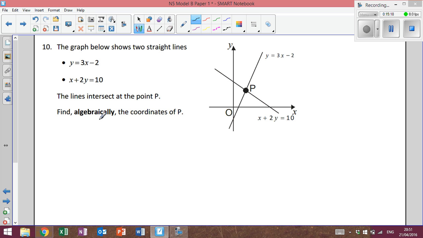Okay, so algebraically means we're not drawing the graphs. We're not allowed to draw the graphs and solve it to get the point of intersection. We have to do it algebraically, which is nice. We prefer that. It's much, much easier, much less time consuming.